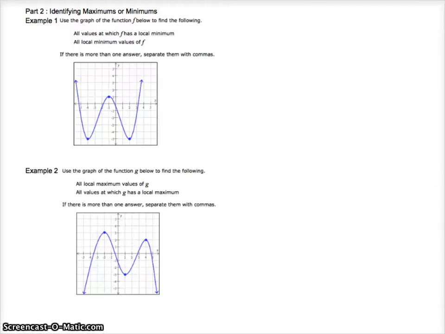Alright, welcome to part 2 of identifying maximums and minimums, and here we're going to look at a function and determine where the maximum and minimum points are. For the first example, it says use the graph of the function below to find the following. Find the minimum values at all values of f. Okay, so all values at which f has a minimum value.